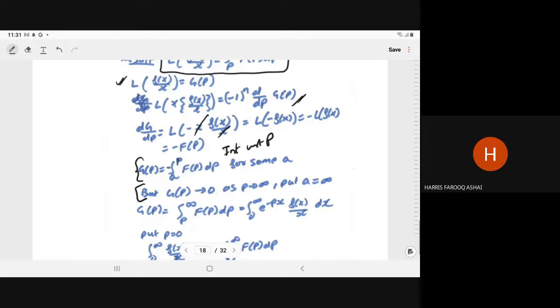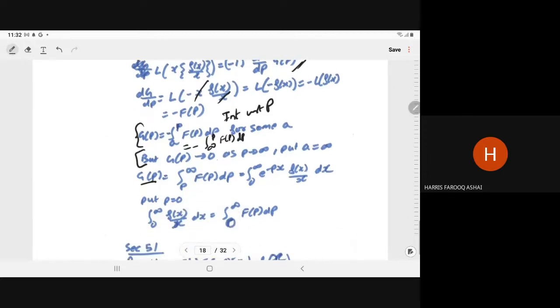So this will become g(p) is equal to minus the integral from infinity to p of f(p) dp. And because here we have the minus, just reverse the integration limit. So g(p) will become the integral from p to infinity of f(p) dp, right? So this is the formula of g(p).